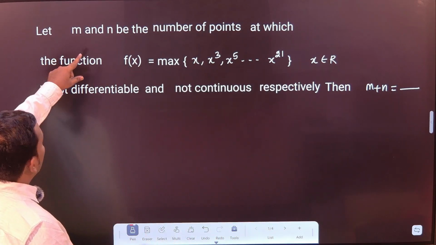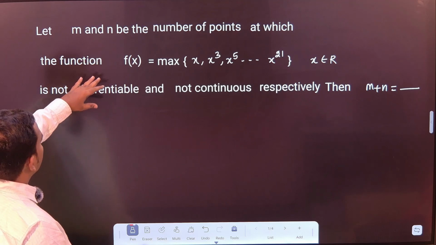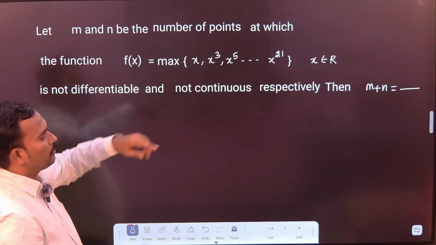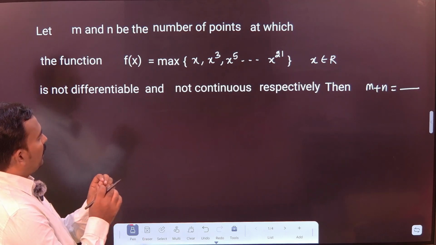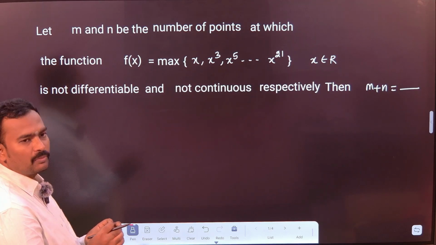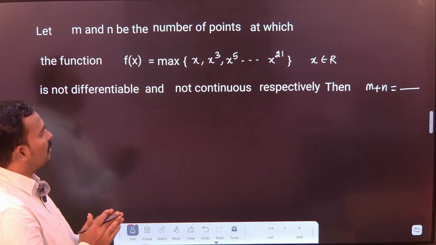Let us get started with the problem. Let m and n be the number of points at which the function maximum of x, x cube, x power 5, up to x power 21, where x belongs to the real numbers, is not differentiable and not continuous respectively. Then they are asking for m plus n.